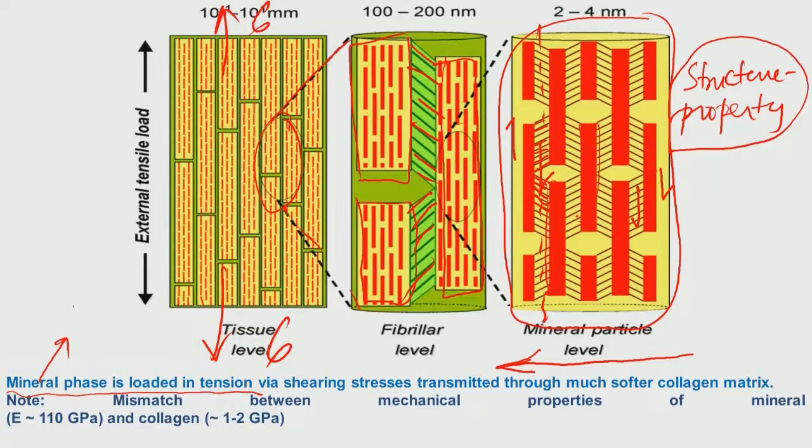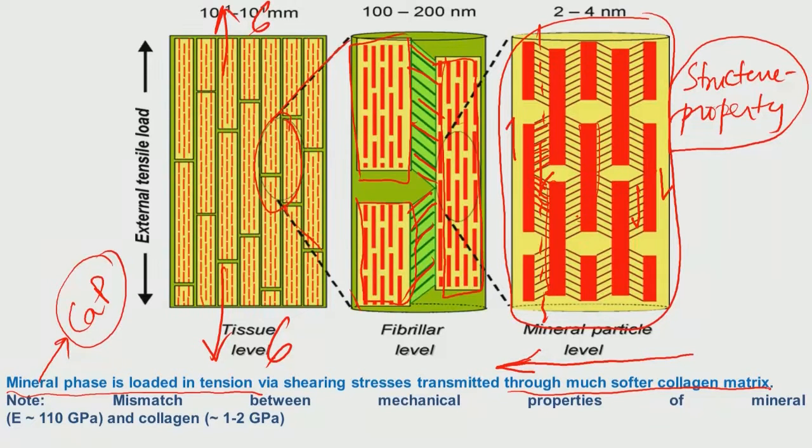So, you have a mineral phase, that is the calcium phosphate or hydroxyapatite in this bone. So, when this assembly of the collagen as well as hydroxyapatite nanoplatelets are placed under tension, then what will happen? Calcium phosphate phase will be placed under tension by shearing stresses, and that will be transmitted through softer, elastically softer collagen matrix.